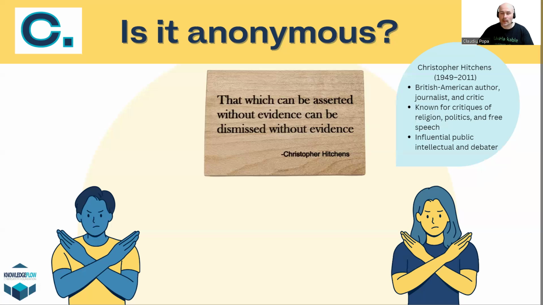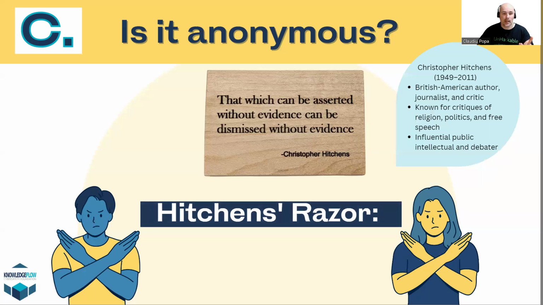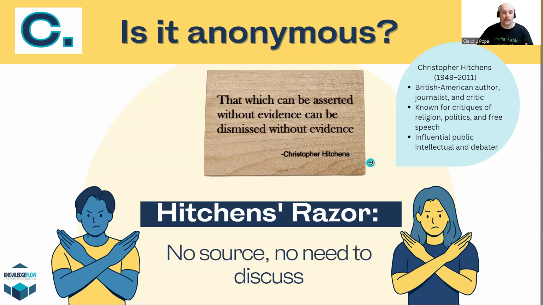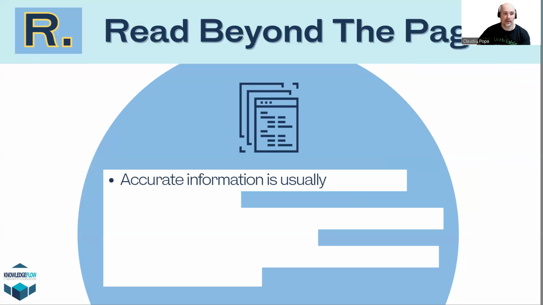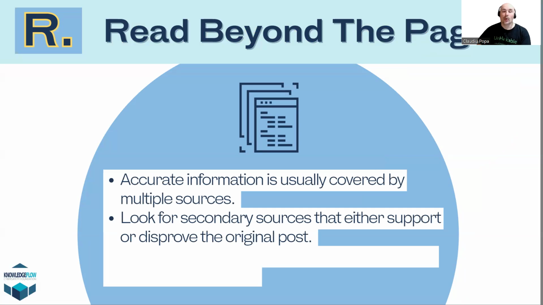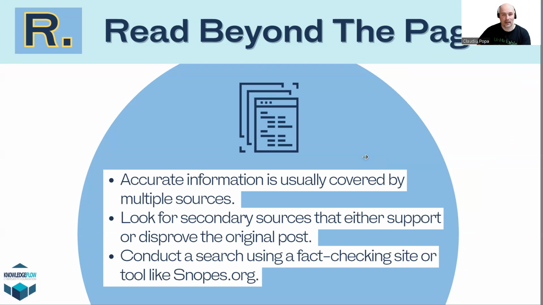So it's important to remember Hitchens' razor because it can save us a lot of time, and we can typically reference it, right? That's the kind of benefit that we get from any number of razors, like Einstein's razor, where we simply say, well, maybe you've oversimplified matters, right? So no source, no need to discuss. Moving on, read beyond the page, right? So if there's proof for this, it's likely easy to find. Remember that. You shouldn't have to dig too deep to find evidence.